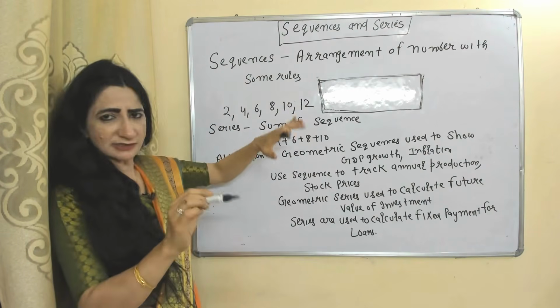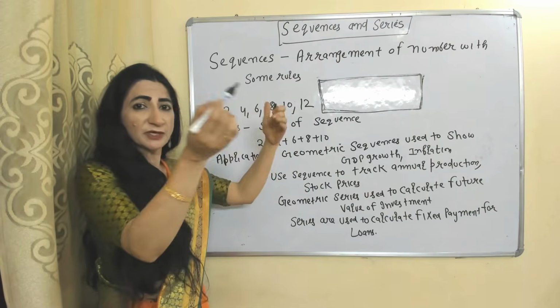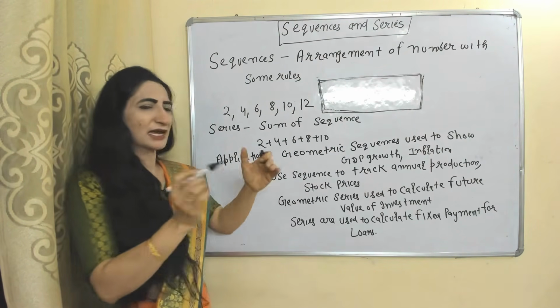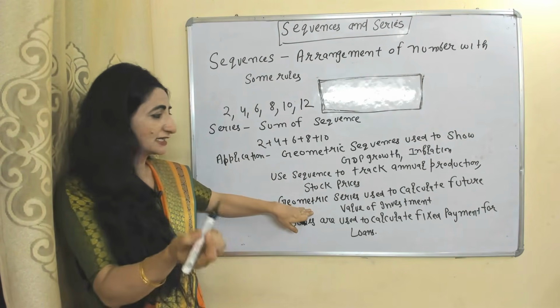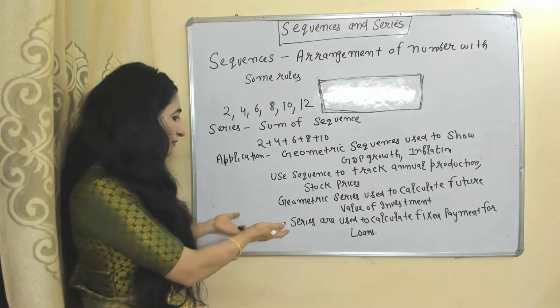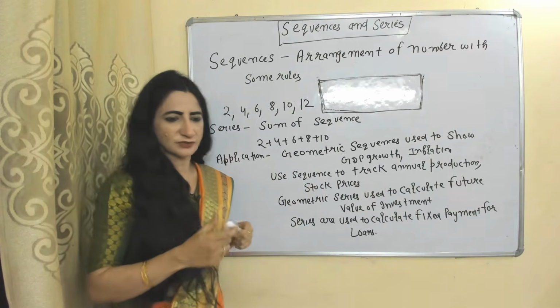Application of sequence and series in economics. Geometric sequence is used to show GDP growth rate and inflation rate. We can use sequence to track annual production and stock prices. We can use geometric series to calculate the future value of an investment. Plus, we can use series to calculate fixed payments for loans.